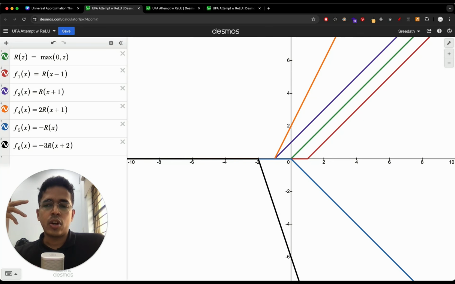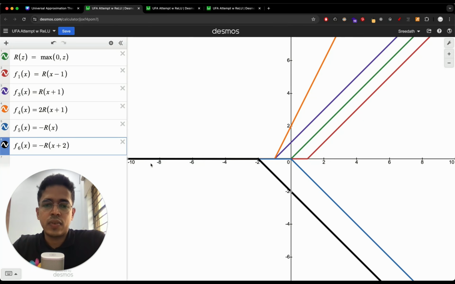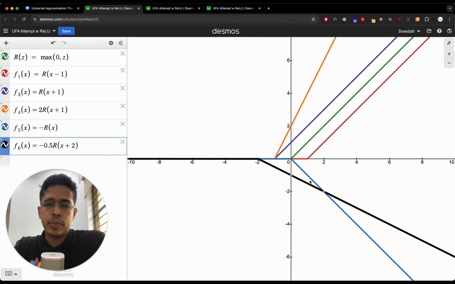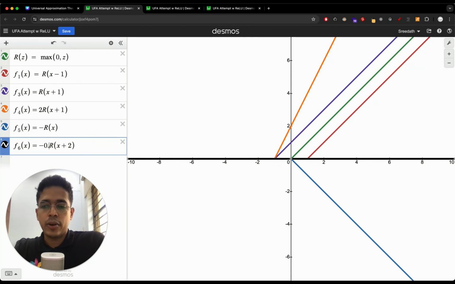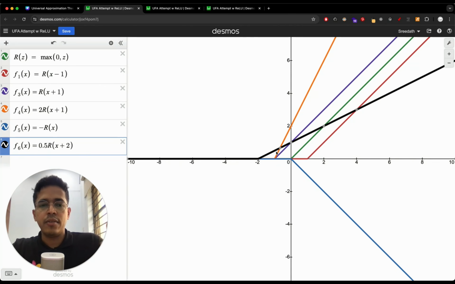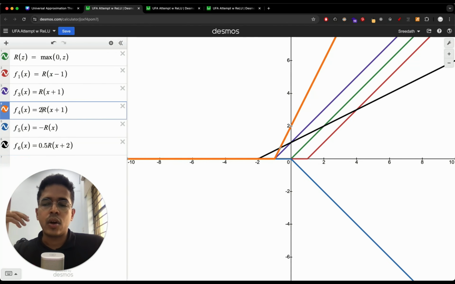If I keep it at minus 1, then you can see that the slope is minus 1. If I keep it at minus 0.5, the slope is again increasing. The magnitude is decreasing, but the value is increasing. And if this is plus 0.5, the slope will be positive and its magnitude will be 0.5. So this is how we can manipulate the constant outside of ReLU and the numbers associated with the x, and we can get different types of ReLU.